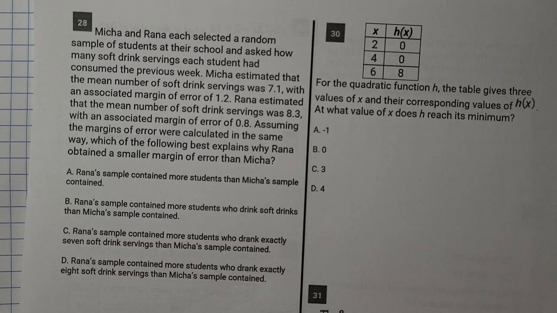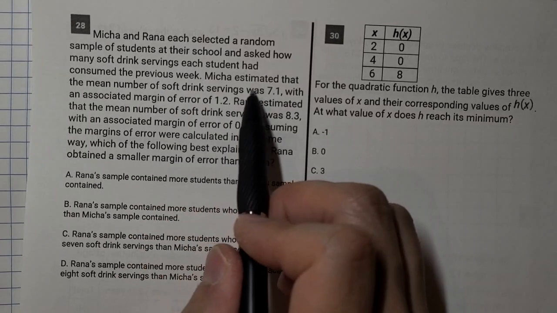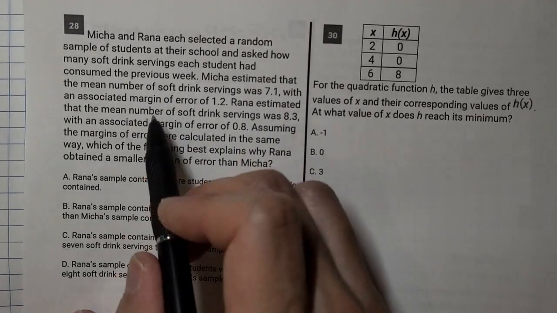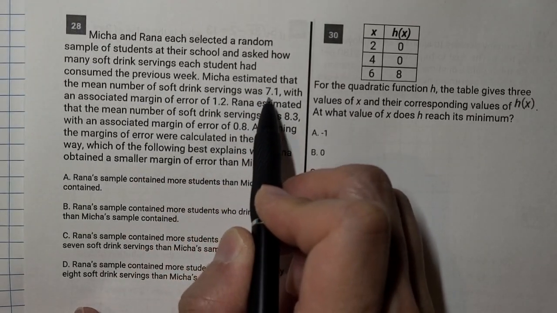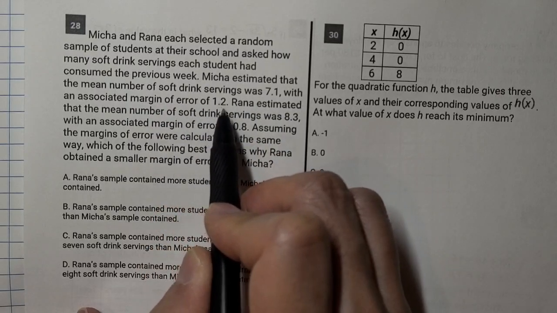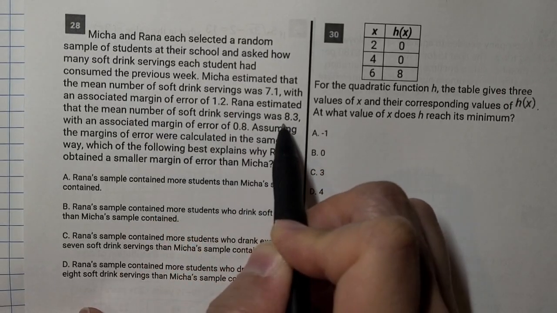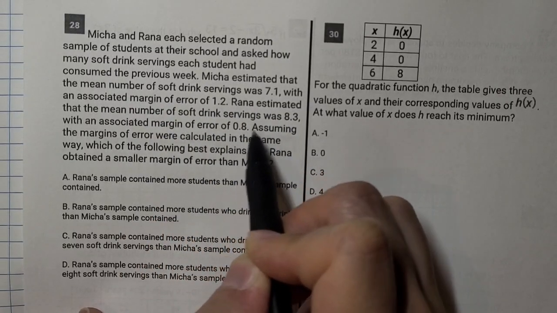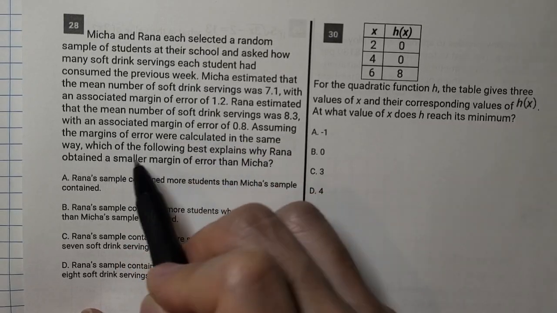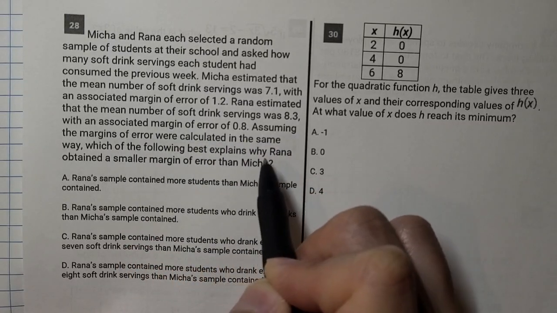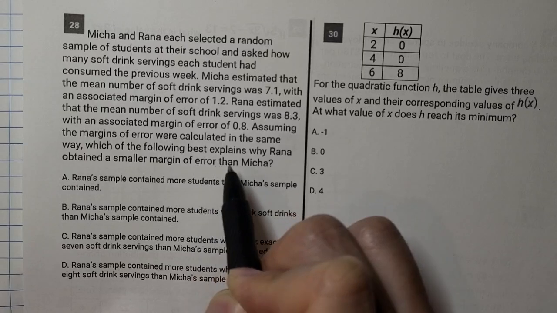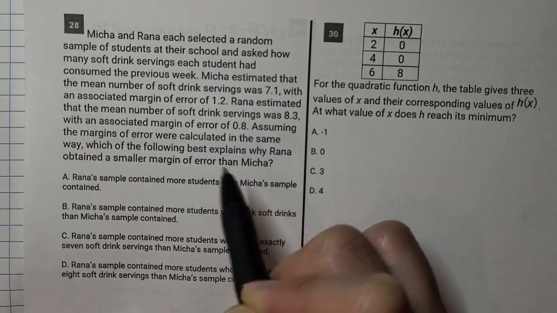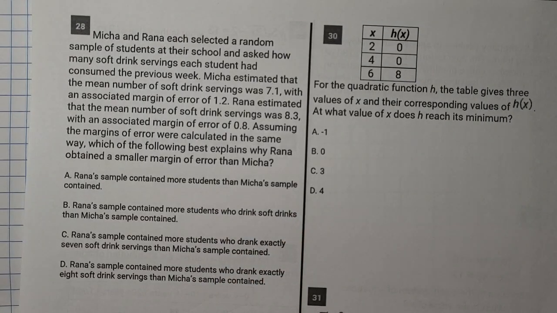Micah and Rana each selected a random sample of students at a school and asked how many soft drink servings each... Okay, see, there's too many words. Estimated that the mean number of soft drink servings was 7.1. Margin of error of 1.2. Then the mean, 8.3, margin of error of 0.8. Assume the margins of error were calculated in the same way, which of the following explains why Rana obtained a smaller margin of error than Micah. Okay.